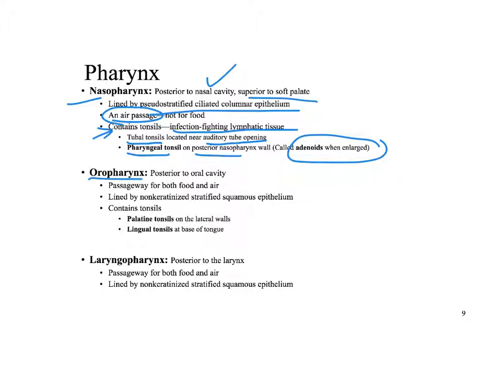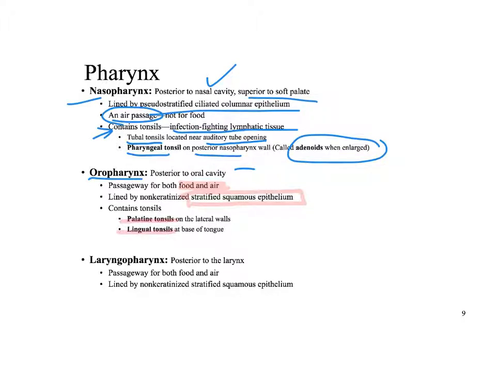Now the oropharynx is posterior to the oral cavity. It's a little different, because food can pass through there. So it has non-keratinized stratified squamous epithelium. It's got 2 sets of tonsils: palatine tonsils on the side walls, and then lingual tonsils at the base of the tongue.